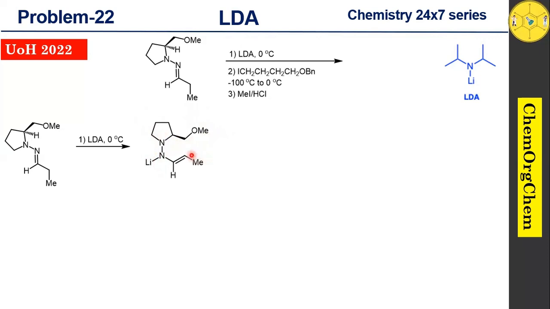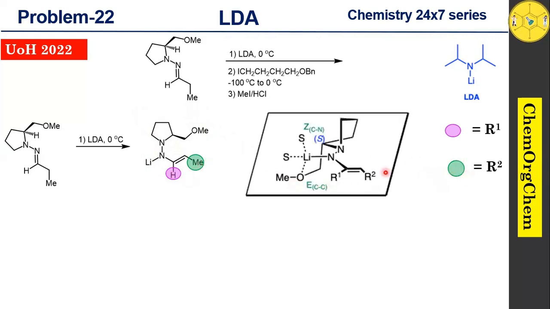Now we should draw the transition state model. Before that, you should label this hydrogen as R1 and that methyl as R2. So this is the transition state model. Here you should note two points. First, this double bond should be present in the E configuration. How is it E? Here R2 is methyl, while this part is present in the trans position. Therefore, this configuration is E.